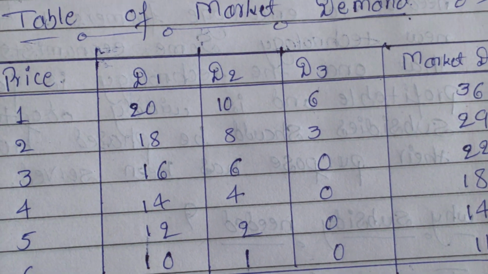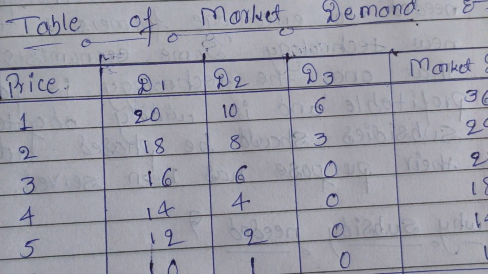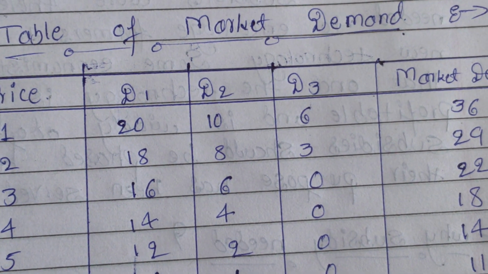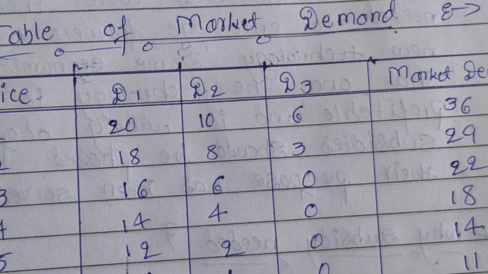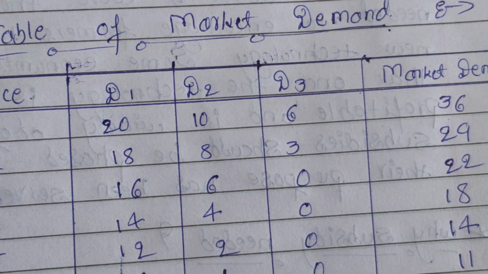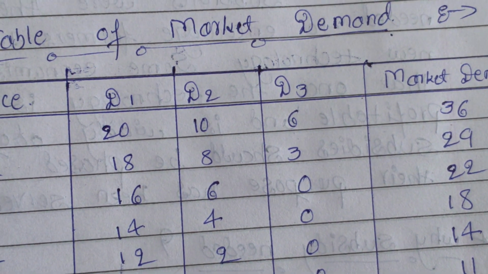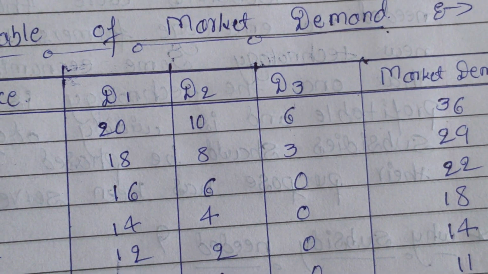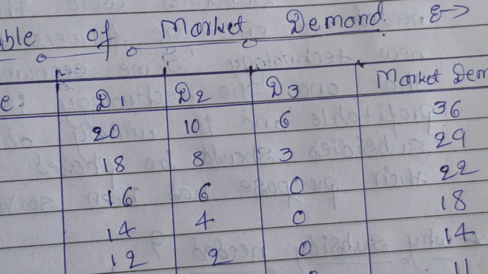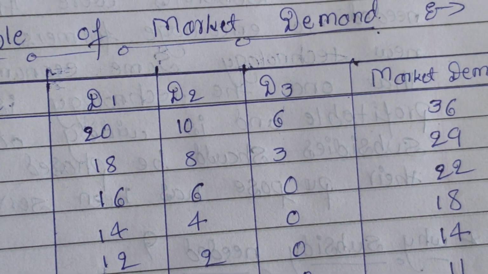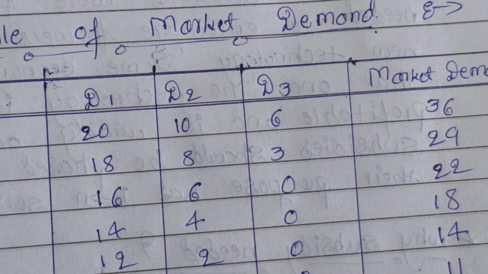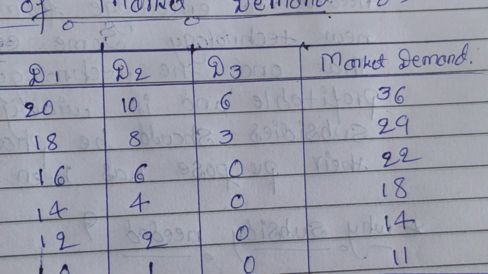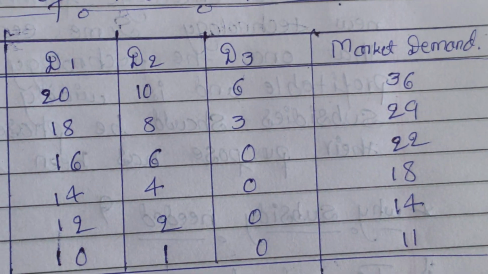Very easy. And when price increases from 1 rupee to 2 rupees, D1 is 18 units, D2 is 8 units and D3 is 3 units. Consumer A's demand is 18, consumer B's demand is 8, C's demand is 3. So 18 plus 8 plus 3. So what is the market demand? 29.